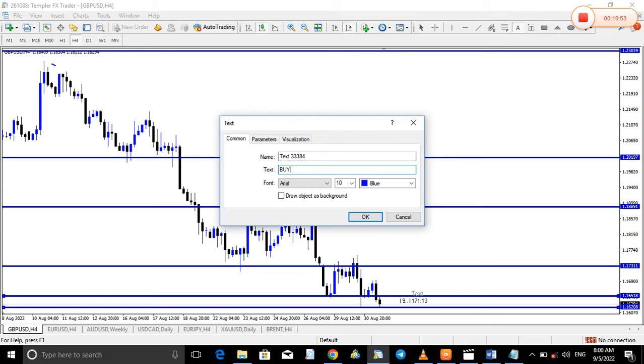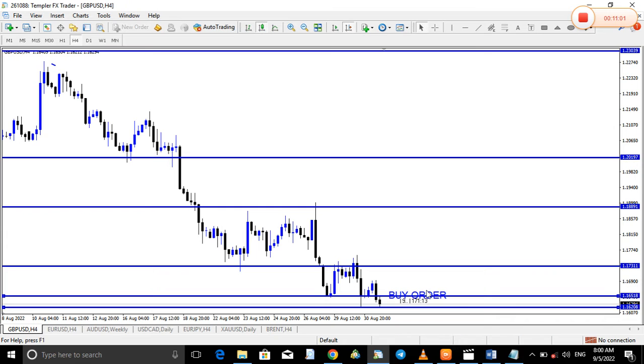Buy order. Now this is your buy order right here on this horizontal line.